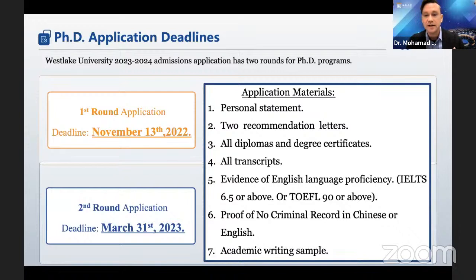Two recommendation letters, all diplomas and degree certificates, all transcripts. Unfortunately, at this moment, we don't accept students who have only a bachelor's degree. So you'd also have to have a master's degree when you're applying, and provide your bachelor's and master's transcripts. Evidence of English language proficiency: an overall 6.5 for the IELTS or a 90 or above for the TOEFL. Proof of no criminal record in Chinese, which you do later on.